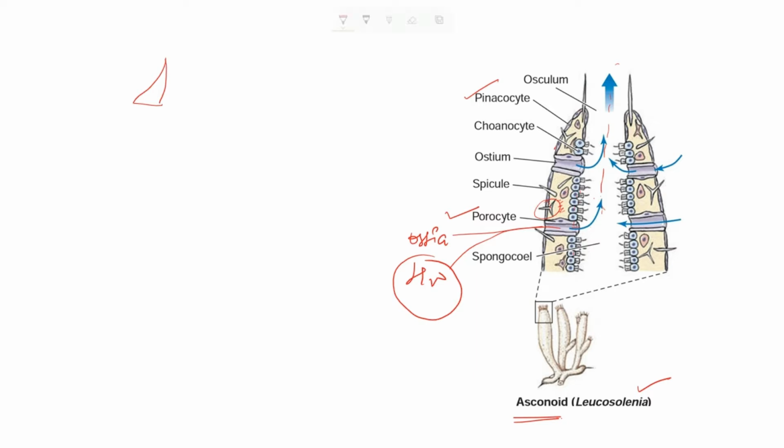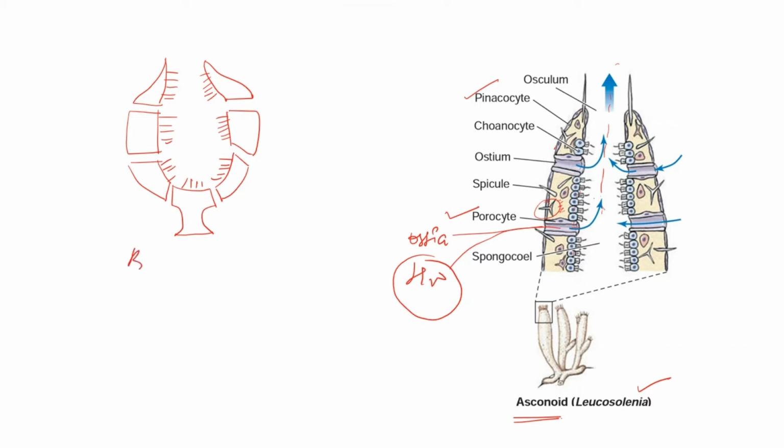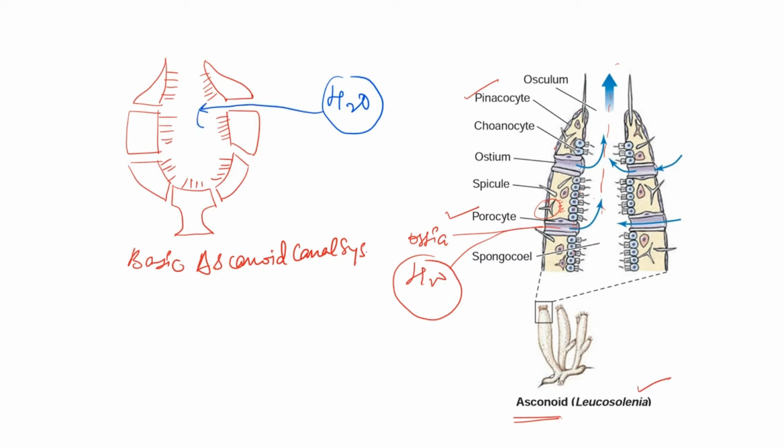Just to make the pores more visible, this is the basic diagram of the Ascanoid canal system. Now the water from the surrounding medium will enter first through this dermal ostia, and then this water is going to get absorbed by these choanocytes, and then the waste material will be dissolved in this water, and that waste water is going to be expelled out from this osculum. So this is the path of water current in the Ascanoid type of canal system, and the example is Leucosolenia.